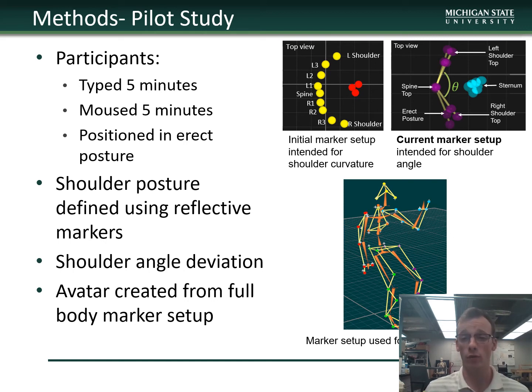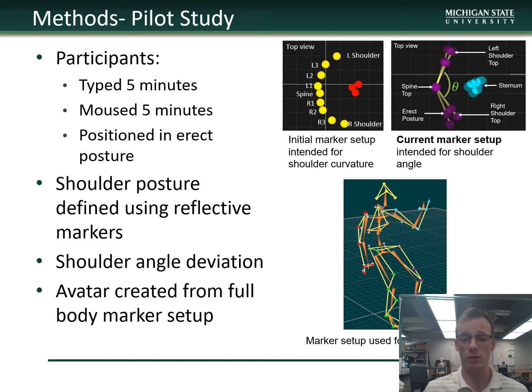Initially, shoulder curvature was how we defined shoulder posture. This used more markers and was more accurate. However, it is less communicable and less straightforward. Therefore, the current marker setup that we use is the shoulder angle defined by the top of the left shoulder, the top of the spine, and the top of the right shoulder. Even though this is more simple, it is straightforward and is easy to communicate among different fields.